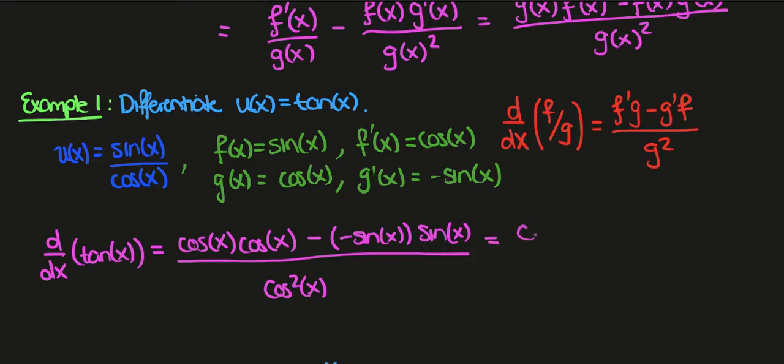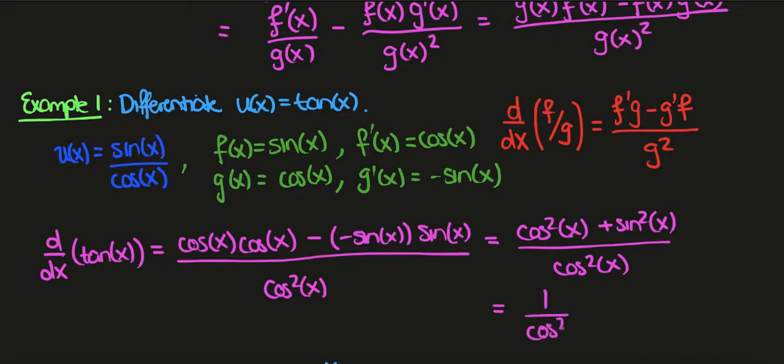But now this just becomes cos squared x plus sine squared x over cos squared x. By the Pythagorean identity, we know that sine squared plus cosine squared is 1. So we get cos squared x in the denominator, and we can just write this as sec squared x.